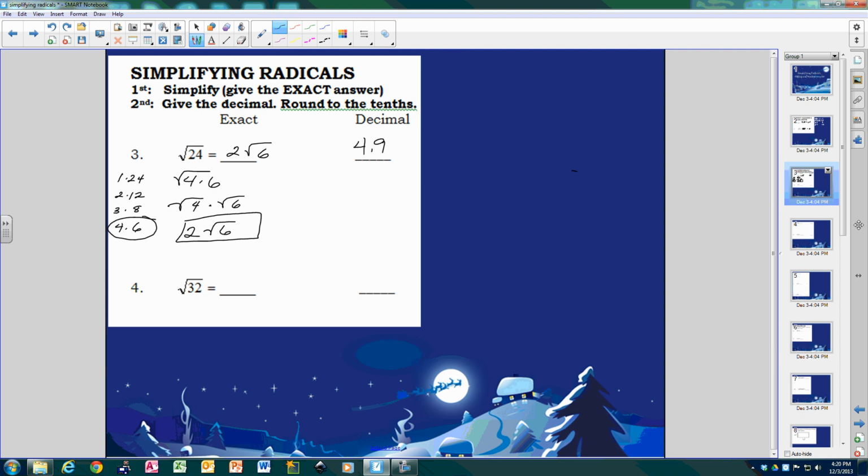Okay, now 32. I'm going to go over here and make my list. 1 times 32, 2 times 16, 4 times 8. 16 and 4 are both in my list of perfect squares, but since 16 is bigger, we're going to choose 16. So that means the square root of 16 times 2, which is the square root of 16 times the square root of 2. Well, the square root of 16 is 4. The square root of 2 is a decimal, so I leave it alone. And that's my answer, 4 square root of 2. Type it in your calculator. You get 5.7.